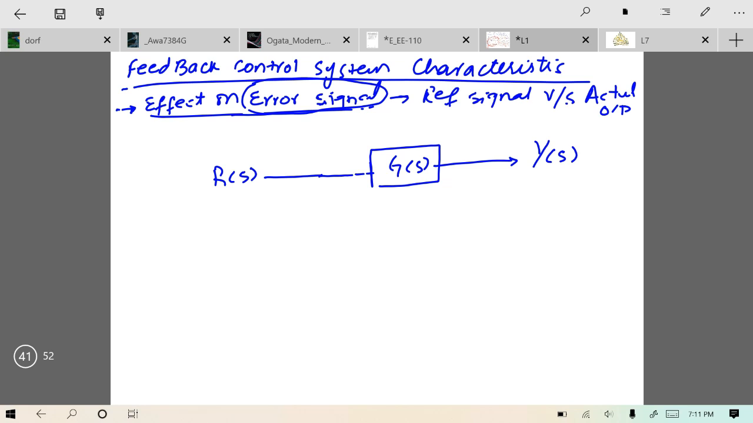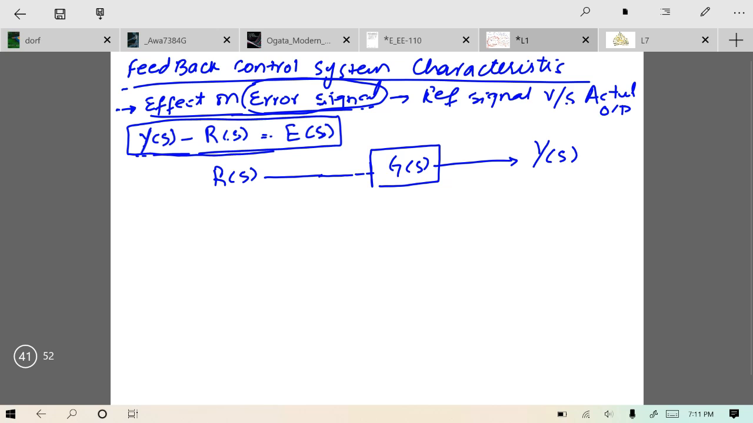If I say that R of S is your reference signal and Y of S is the output, then the error signal in case of an open loop system would be straight away Y of S minus R of S, which is E of S. Y of S can be written as G of S into R of S as well, so G of S into R of S minus R of S is equal to E of S.